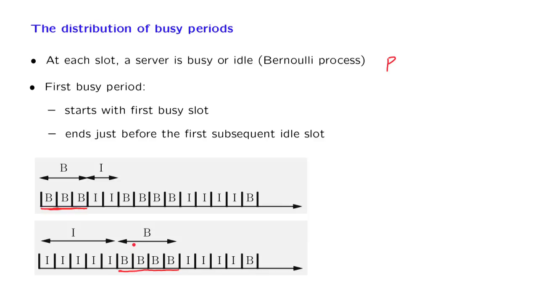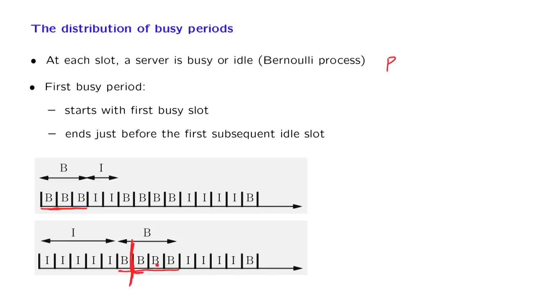And at that time, by our earlier discussion, the process will start fresh. Starting from this next slot here and going on forward, what we have is a Bernoulli process, and at each slot there's probability p that it is busy and probability 1 minus p that it is idle. Now, what is this slot here? This is the first idle slot in this Bernoulli process that starts fresh at this particular time.